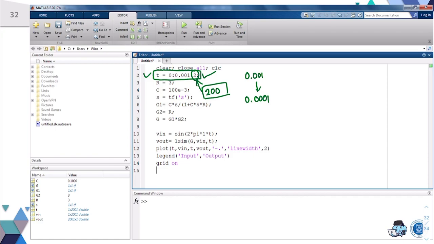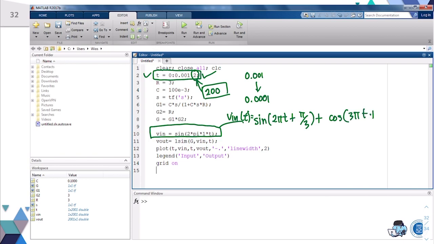And then the second advantage is that you can easily customize the Vin. The Vin can be either a step function, ramp function, sine function, or a combination of any functions. For example, you can also do this: create sine of 2 pi t plus, let's say, pi by 3, plus cosine 3 pi t plus pi by 2, for example. So you can customize this easily.